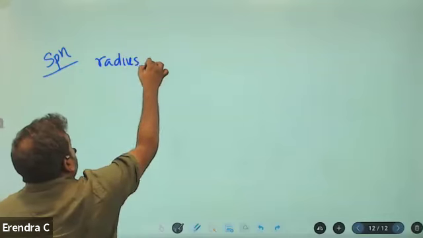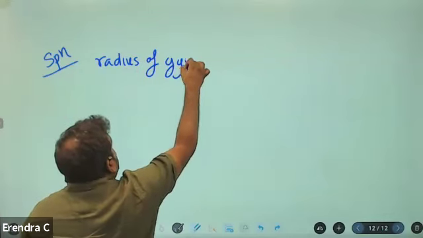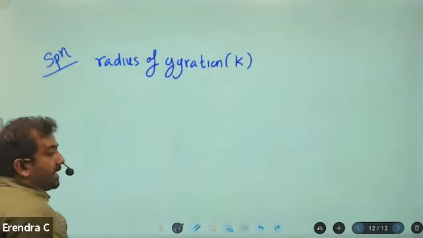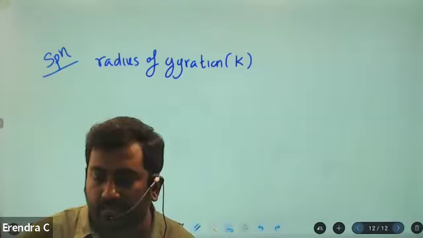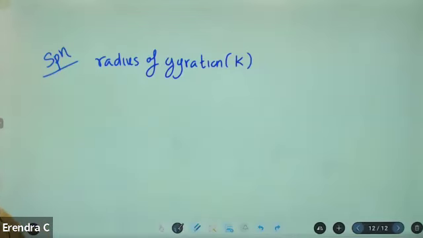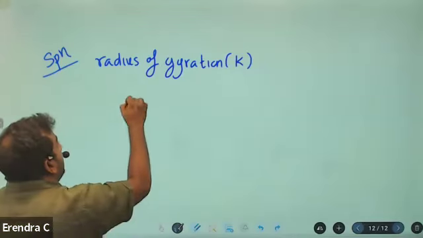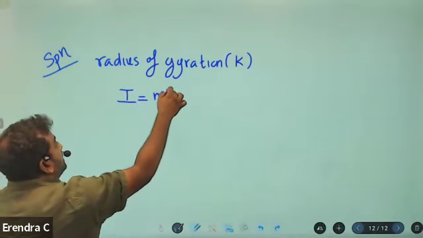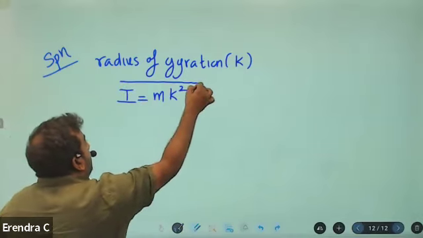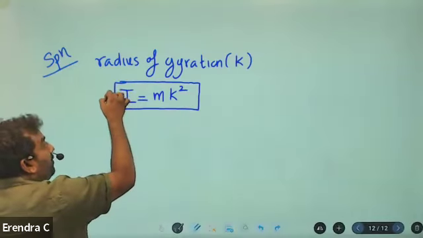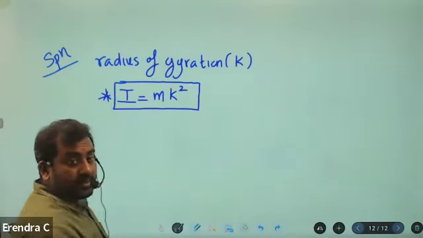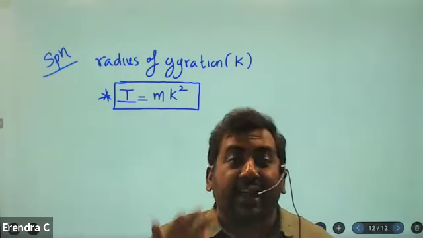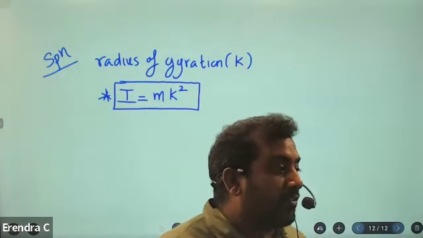Radius of gyration K. Look. If the radius of gyration is given with the mass, mk squared will give us the moment of inertia. Whatever the shape, if you know the radius of gyration, mk squared will give you the moment of inertia.